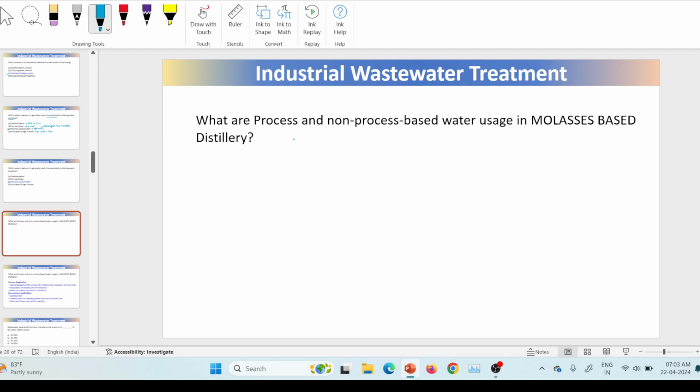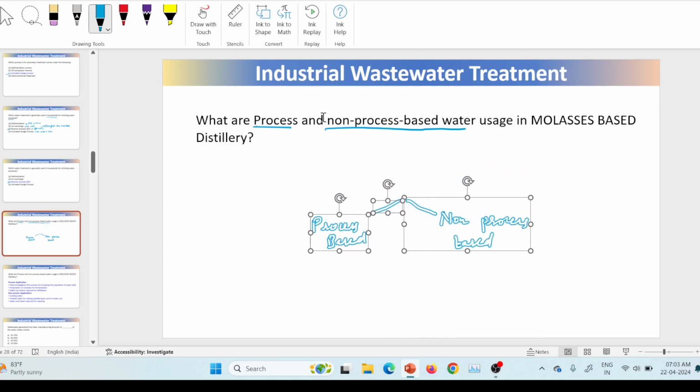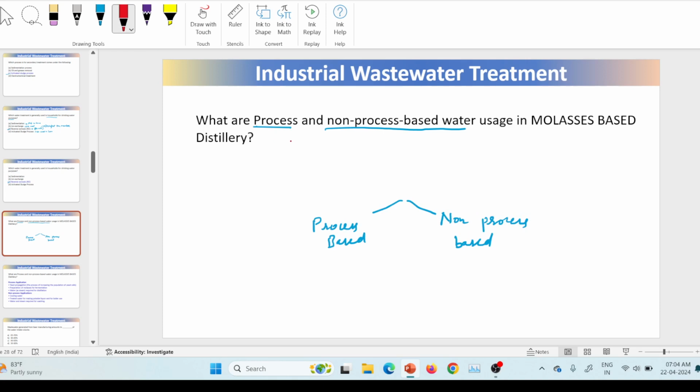What are the process and non-process based water usage in a molasses based distillery? There are two types of water usage: one is process based, and one is non-process based. Water usage can be process based and non-process based.